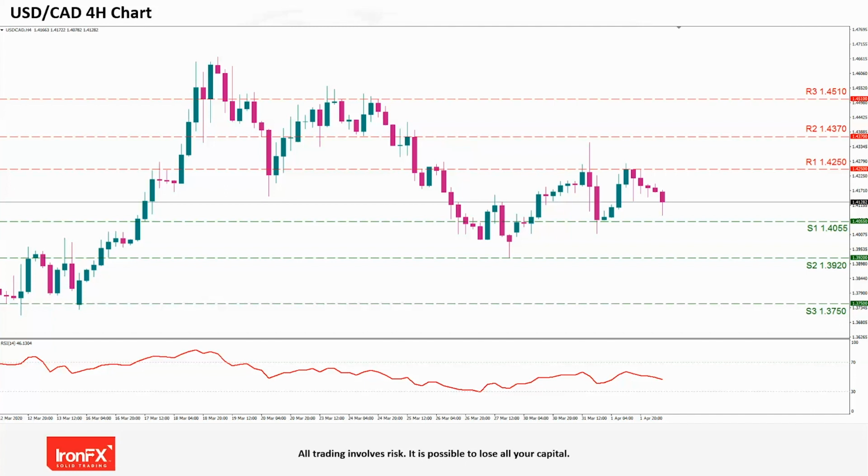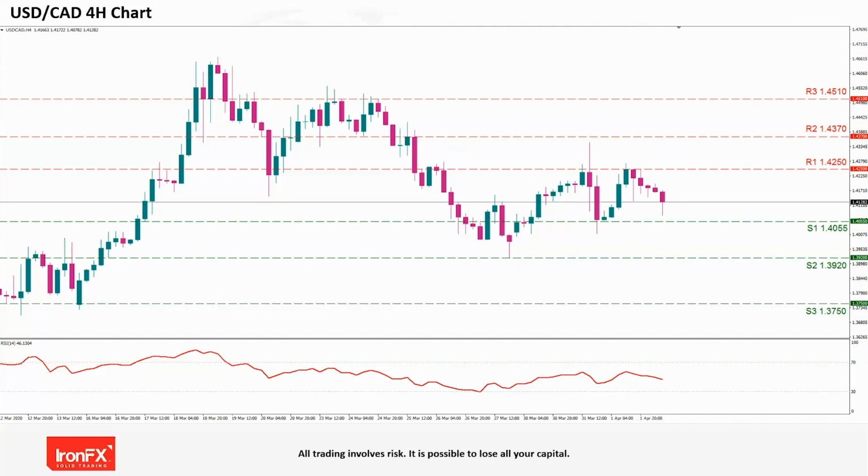Higher, we could also see the R2 1.4370 level last seen on the 25th of March, and in the ultimate bullish run, the R3 1.4510 barrier is also a possible target that was last tested on the 23rd and 24th of March. In a selling momentum, we have first the S1 1.4055 level last tested on the 31st of March and the 1st of April, but was not clearly breached.